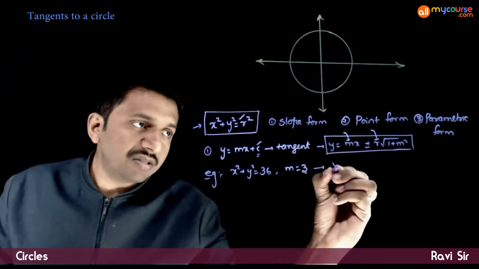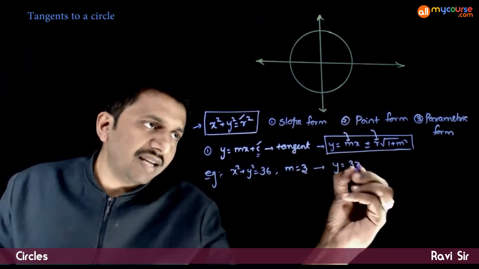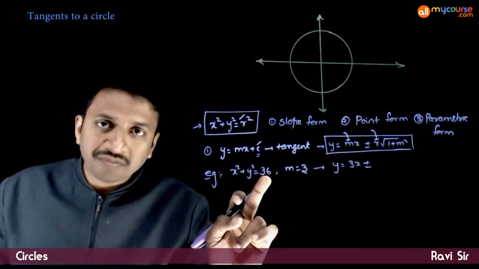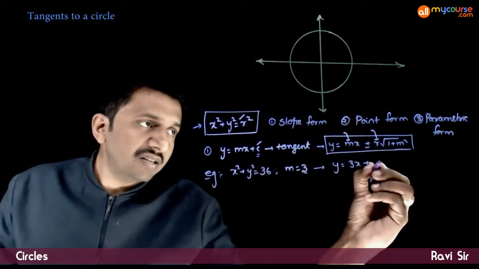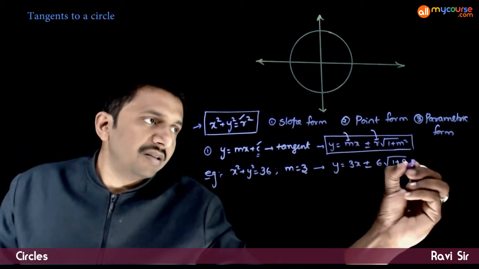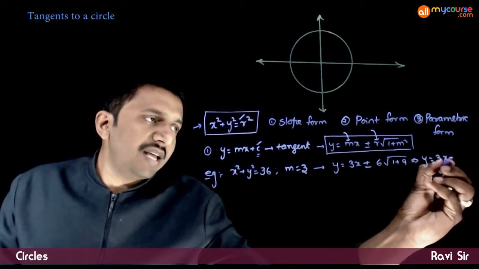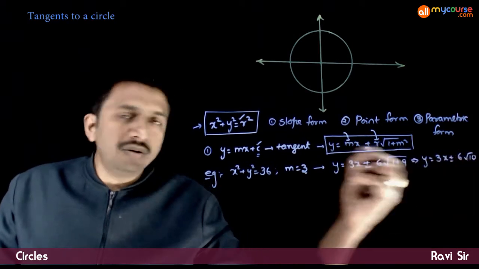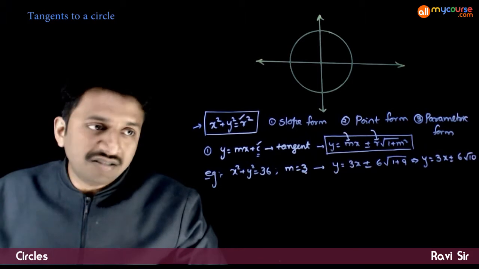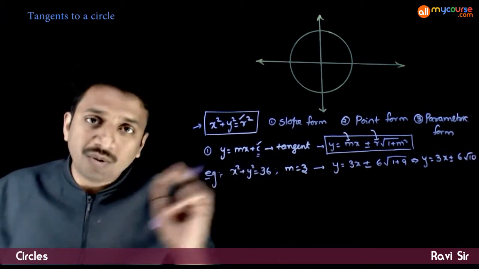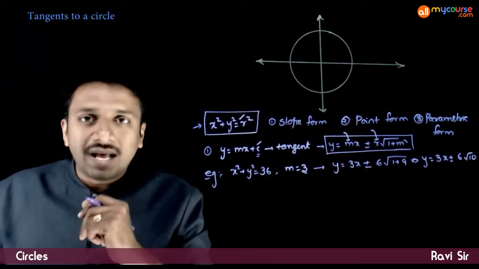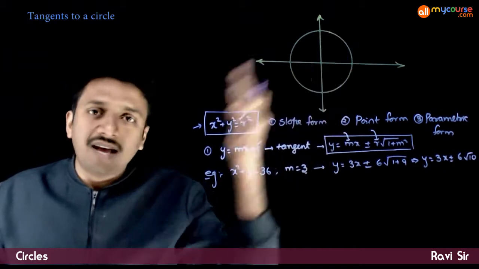You want tangents of slope 3. So what are the equations? Just y is equal to 3x. Just put m is equal to 3 plus minus r, which is given to you because the circle is given, r is 6, root of 1 plus 3 square, that is 9. This implies y is equal to 3x plus or minus 6 root 10. So this will be the equation of the tangent whose slope is m is equal to 3. You have two tangents. So corresponding to each slope, you have two tangents to the circle, one on this side and the other on that side.